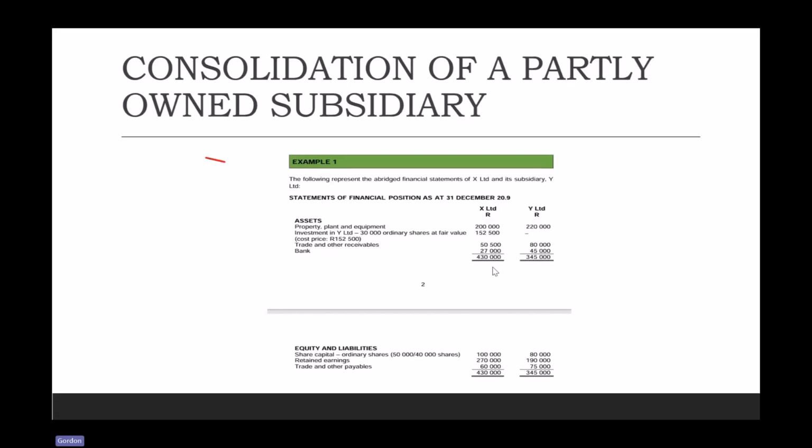So that already we know the date of acquisition, and therefore we know what is going to be included going forward and what is going to be excluded going forward. I don't know if this answers your question. Yes, thank you. Okay, cool. Any other question, guys?